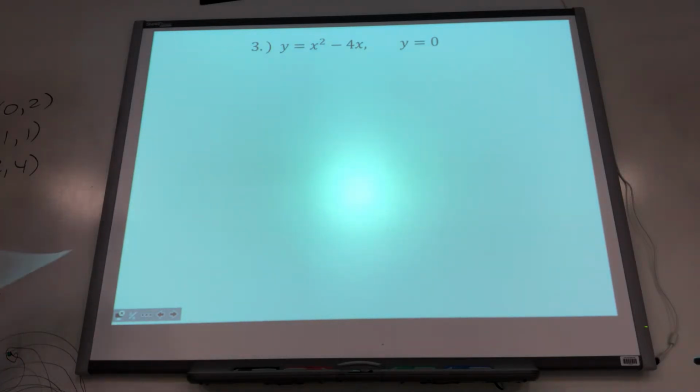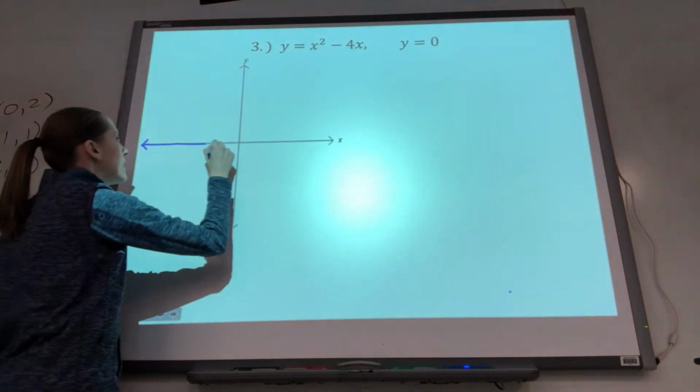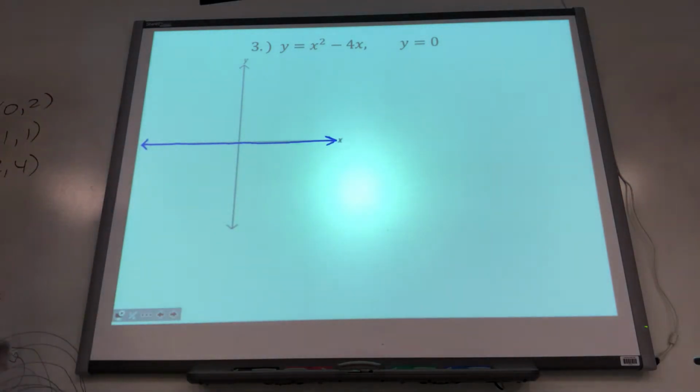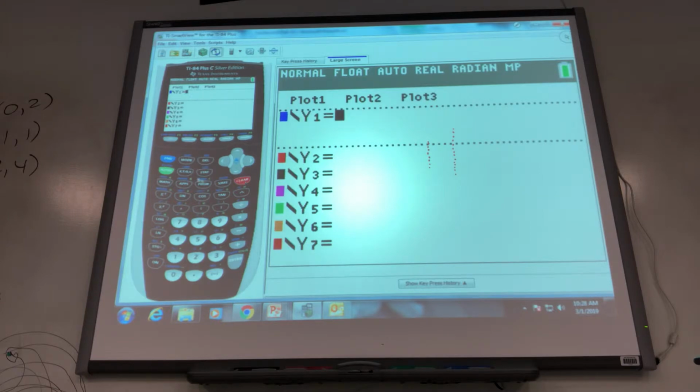Okie doke. Well, I know what y equals 0 looks like. That's the only really easy one to graph. So again, just a horizontal line at y equals 0. And then to see what's going on with the parabola, you can graph it on your calculator and then just recreate it on your graph. I need x squared minus 4x.